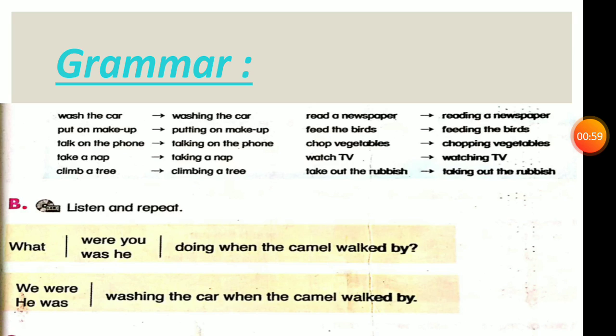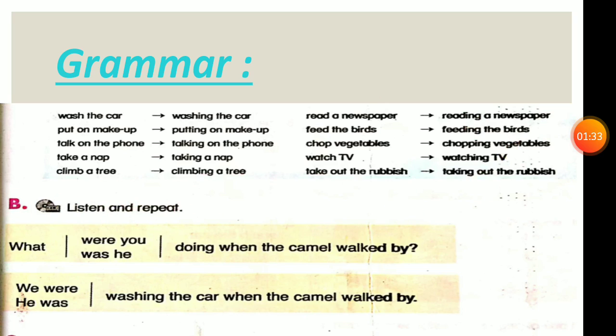7, feed the birds. 8, chop vegetables. 9, watch TV. 10, take out the rubbish. Here, in the second part, you can say the same verbs, but with ing.